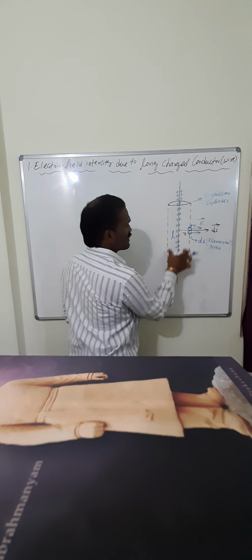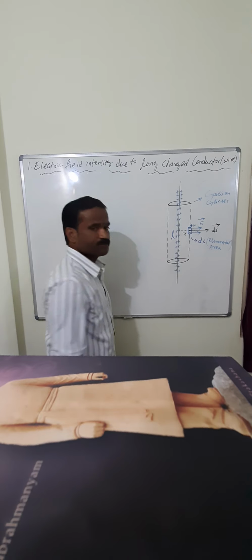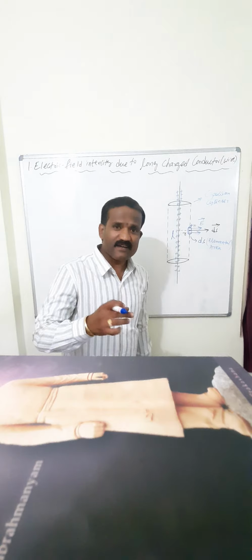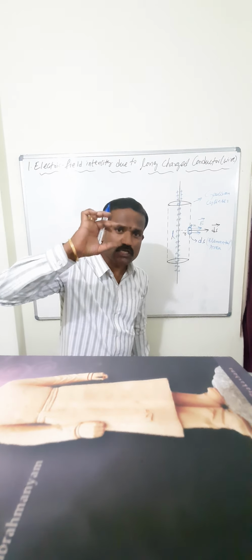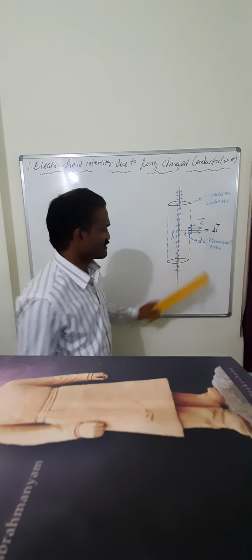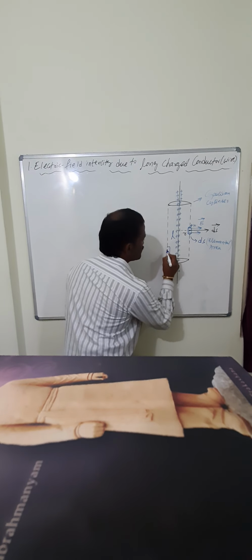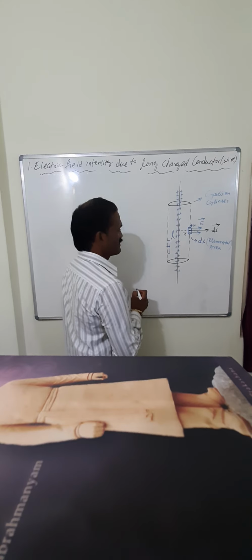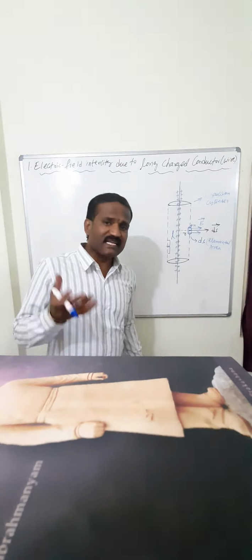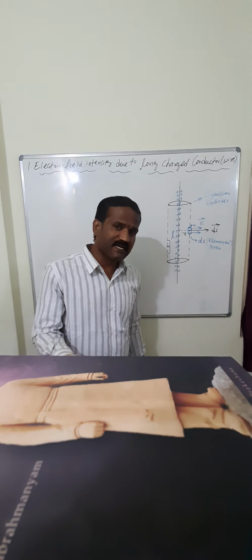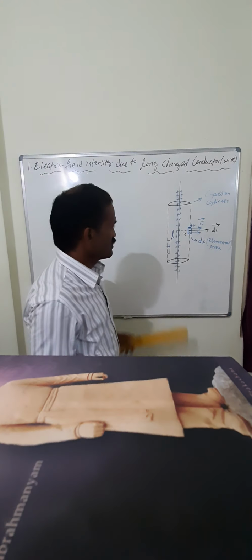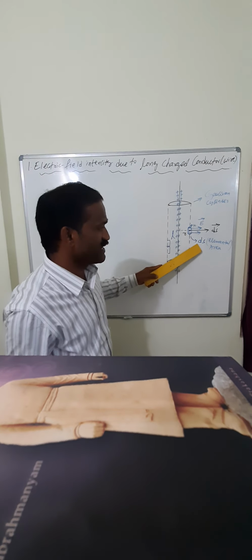This Gaussian cylinder encloses these many charges. Now that Gaussian cylinder is divided into small elemental areas. Each elemental area is ds. So this is a small elemental area ds. Such elemental areas you construct, where L is the length of the Gaussian cylinder and small r is the radius of the Gaussian cylinder.